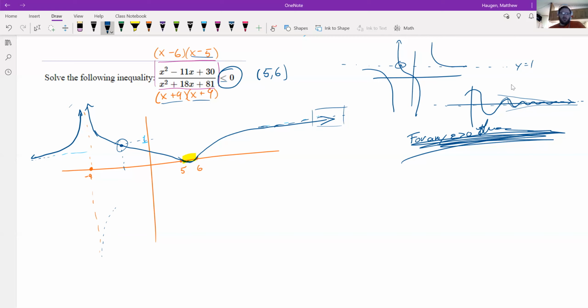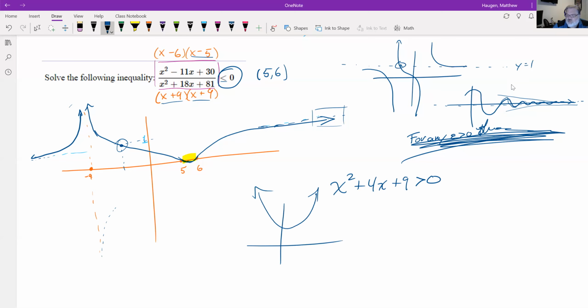Gotcha. So say we had a quadratic that was all above the x-axis, then it would just be what? Well, if we had, say, x squared plus, make one up, 4x plus 9, where is that greater than 0? If we graph that, it would be all above the x-axis. So where is it greater than 0? Everywhere. So we'd have from negative infinity to positive infinity. If it said less than 0 instead, it's never less than 0. So there'd be no solution.